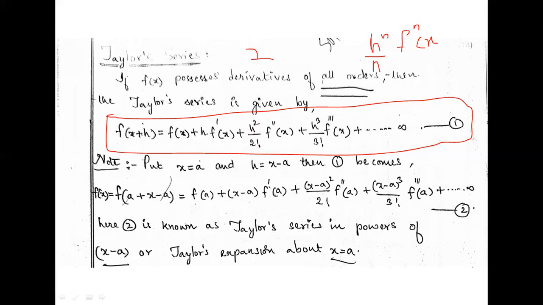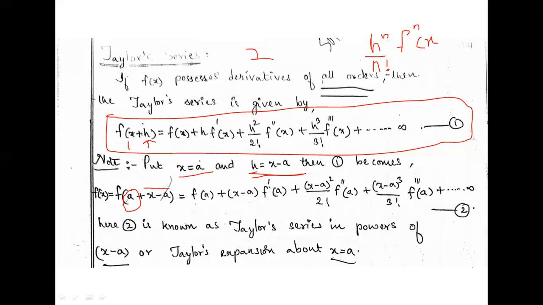I think we are following this series over here. This is your Taylor series. Now note, put x is equal to a and h is equal to x minus a. Then what will it become? Instead of x you are putting a, instead of h you are putting x minus a. So instead of this x, put a. We have put a over here. Instead of this h, put x minus a. Can we put like that? Yes, definitely we can put like that.